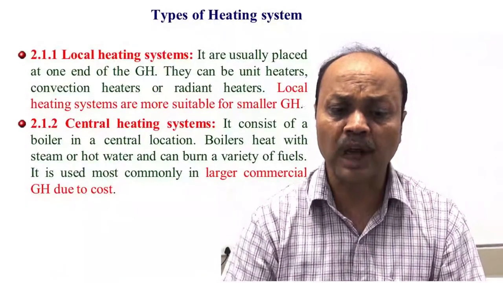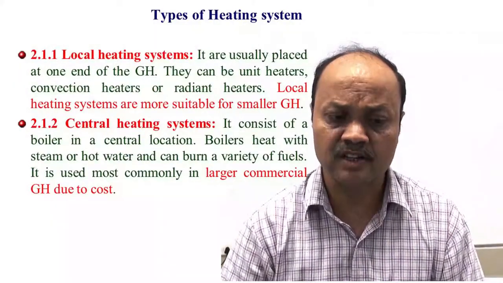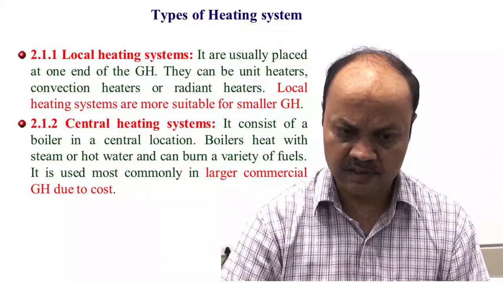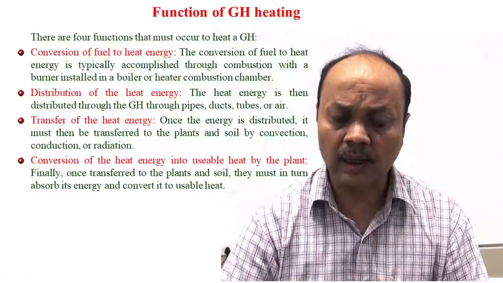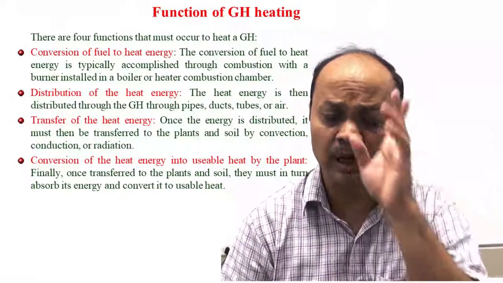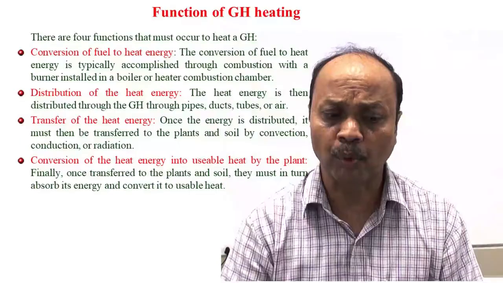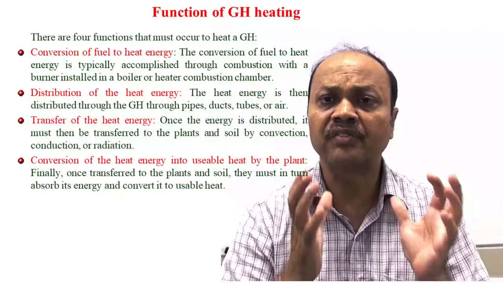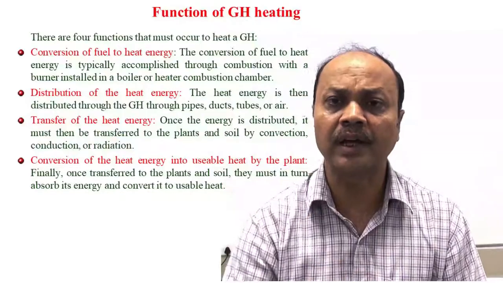Okay, and there are two types of heating system, normally, broadly, you can classify. One is the local heating system, and the second one is the central heating system. Before going further, first we should discuss what is the function of greenhouse heating. So there are four processes: conversion of fuel to heat energy. Means that you are using different types of fuel to heat the air, right?